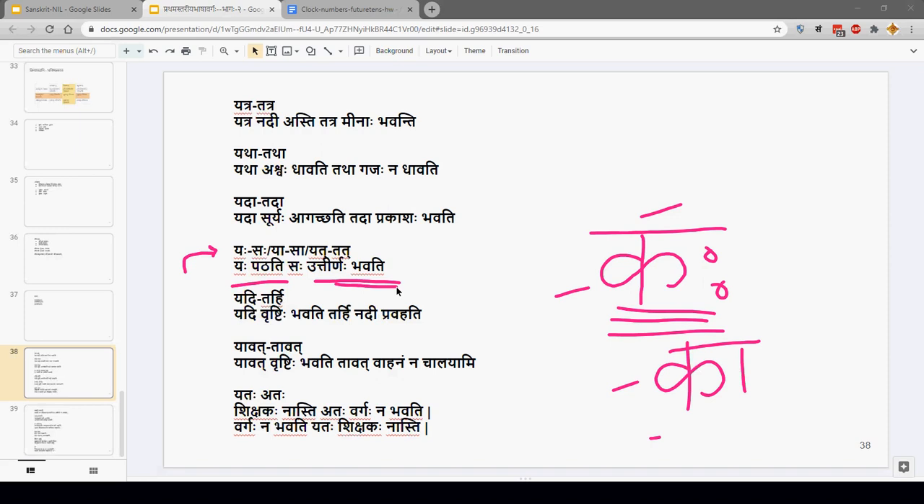There could be a direct answer also. So balaka uttirna bhavati or balika uttirna bhavati, if it is strilingam, because uttirna is an adjective. So balika uttirna bhavati. That way also it can be said. But alternatively, we can also say it this way: yaha pathati, one who reads, he passes. Yaha pathati, saha uttirna bhavati. So if it is a strilingam, it is yasa. Ya pathati, sa uttirna bhavati.